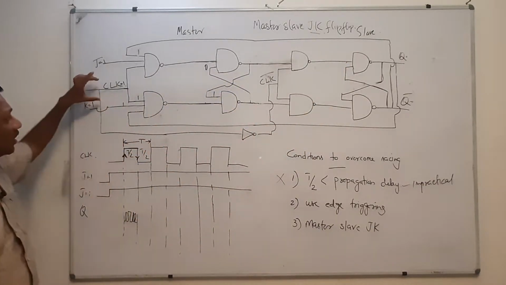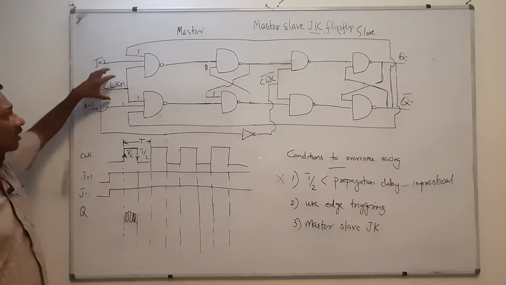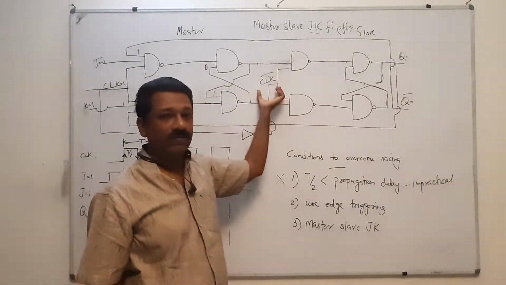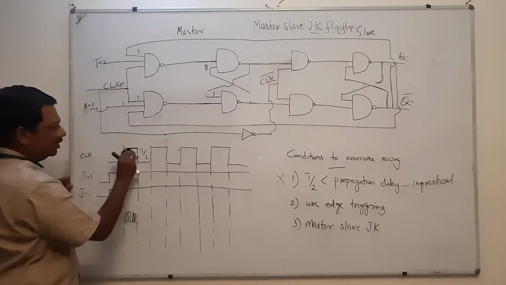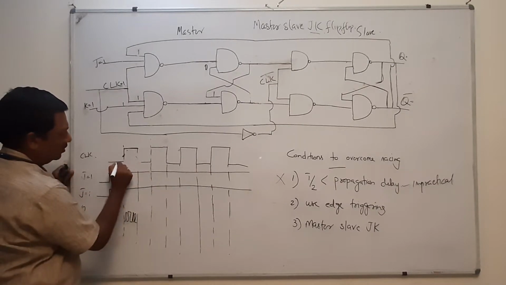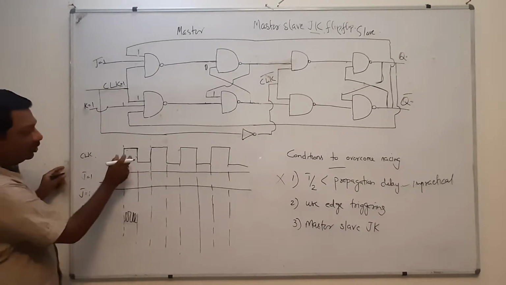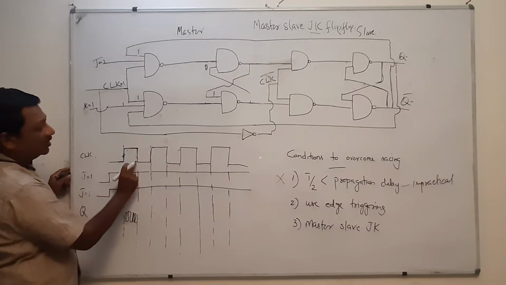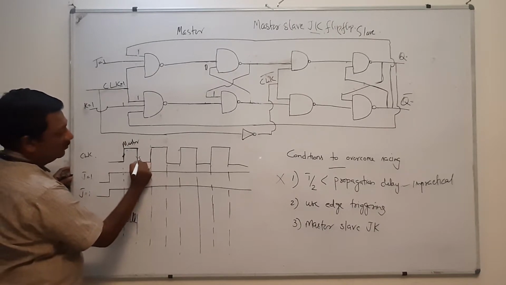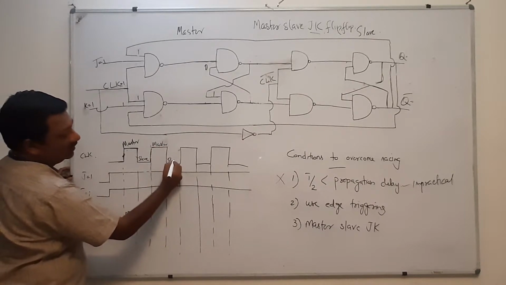The master flip flop is working on the positive clock and the slave is operating on the negative clock. For example, suppose that this is the clock. Now during this initial period the master is active, and during this period the slave will be active, and here the master is active and here the slave is active.